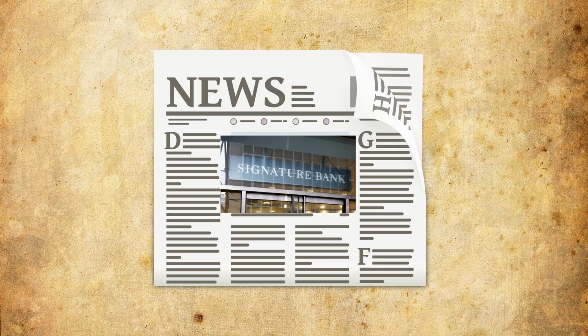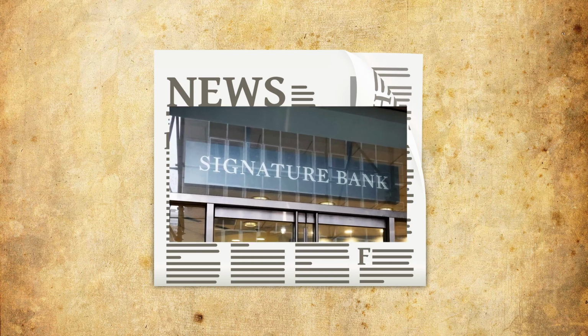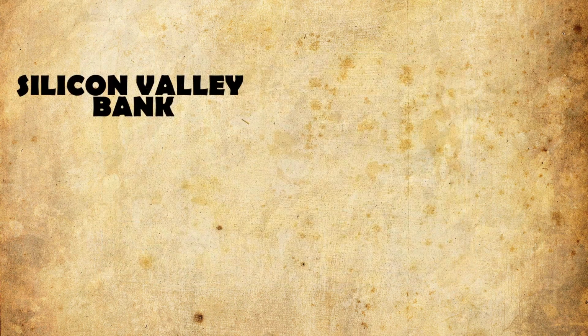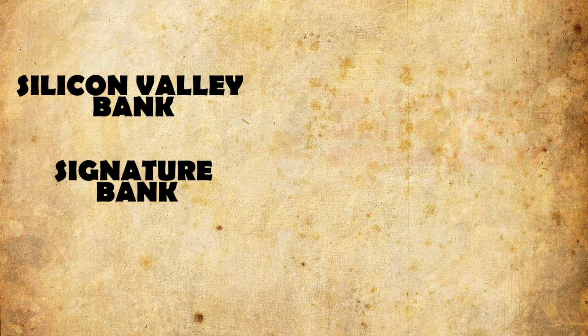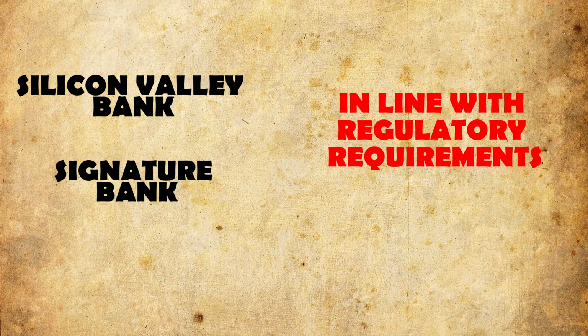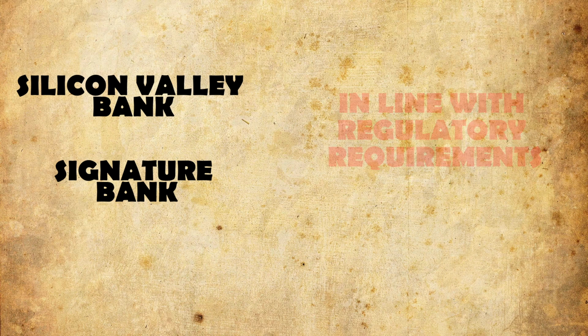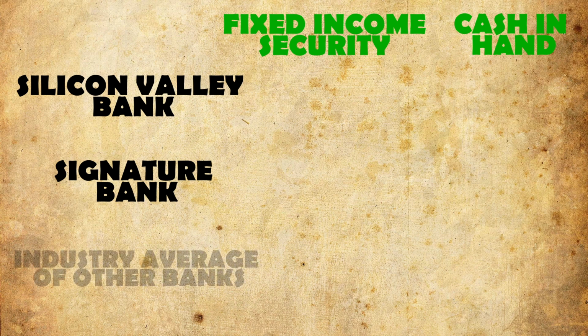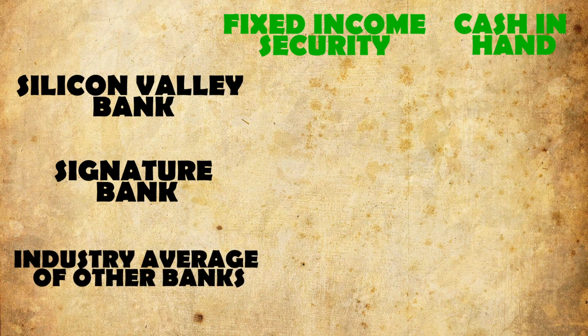If you have read the news, you know that the same thing happened with the Signature Bank. Even though the Silicon Valley Bank and the Signature Bank were in line with the regulatory requirements, the assets and cash in hand were not even close to the industry average. While the industry average for other banks for cash in hand was 13%, the Silicon Valley Bank and the Signature Bank were holding only 5 and 7%.